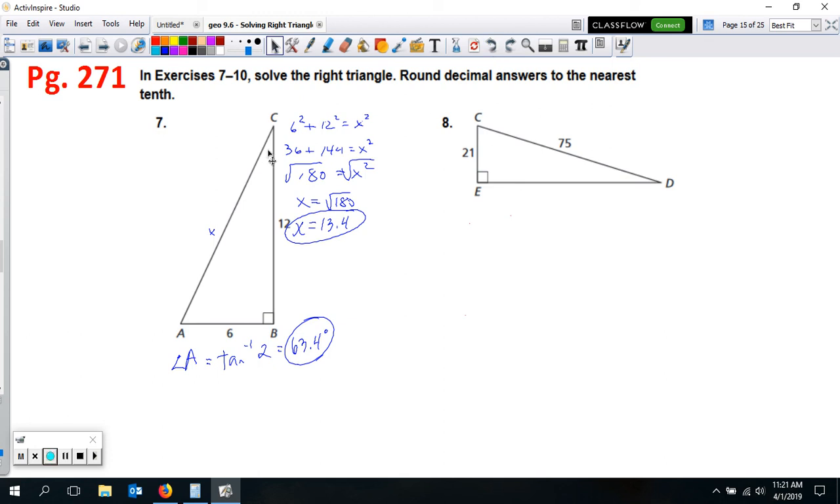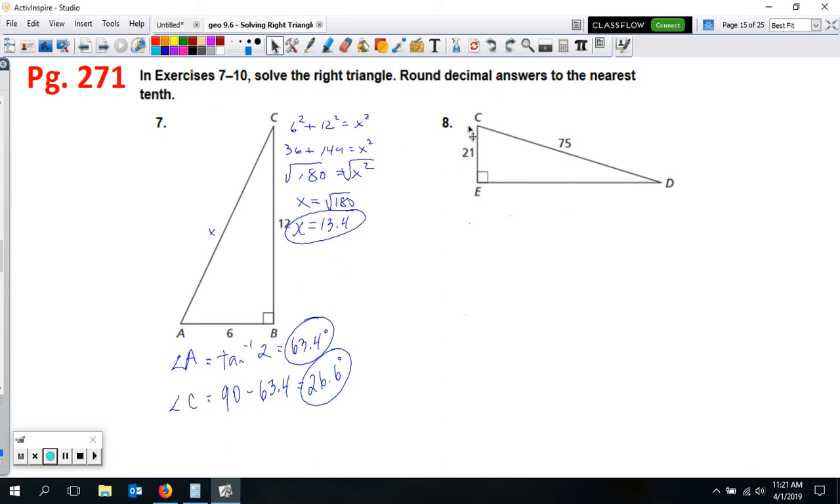And now I need to figure out C, and for C we don't have to use any more trig ratios, because if we know this is 90 degrees, these two, A and C, will add up to 90. So to find angle C, we can just do 90 minus the 63.4, and that's done quickly. You can use a calculator if you want to: 26.6 degrees. So there it is, the triangle is solved.